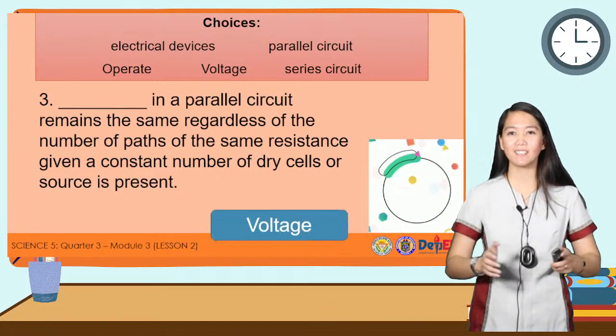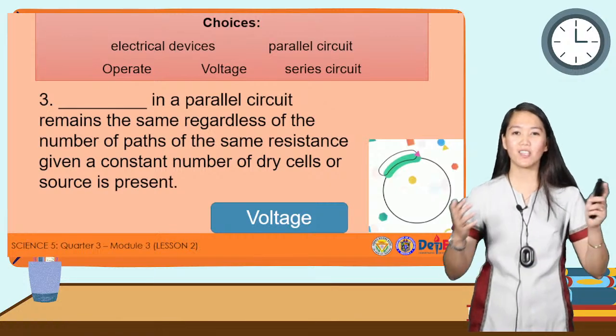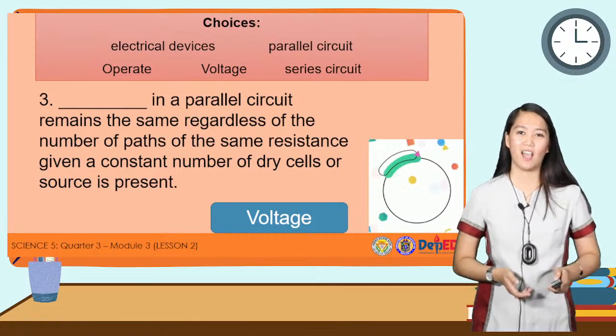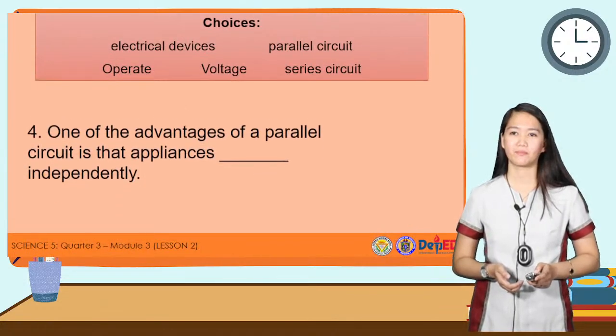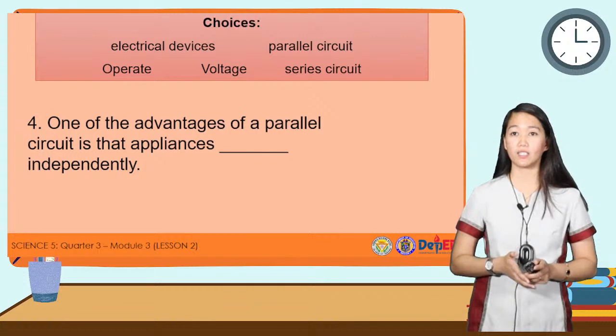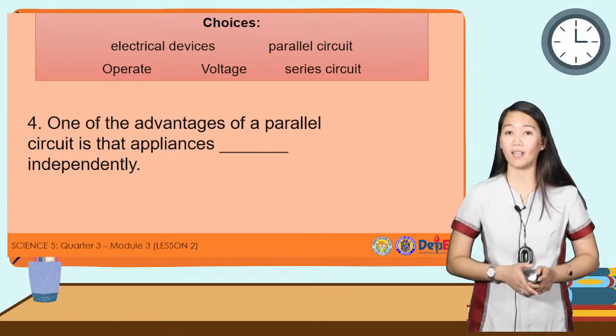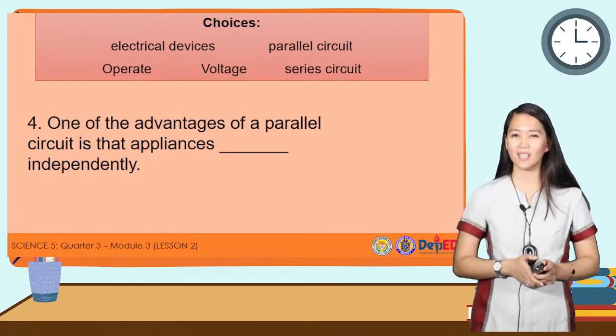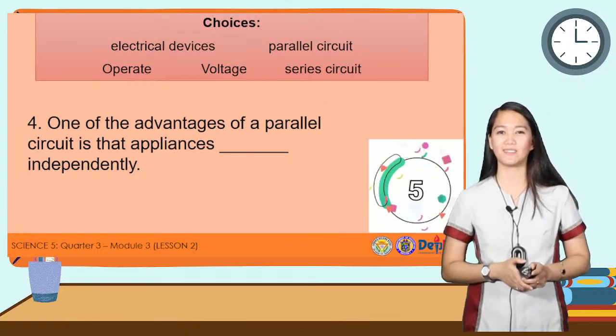Okay, so if your answer is voltage, then you are correct. How about the last one? One of the advantages of a parallel circuit is that appliances blank independently. Okay, your time starts now.